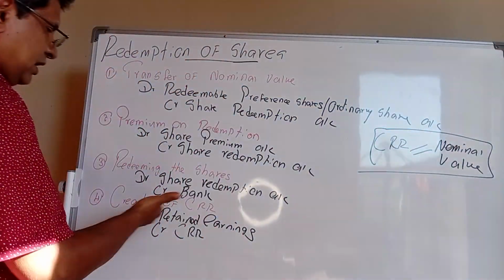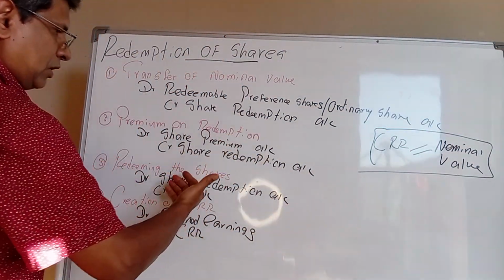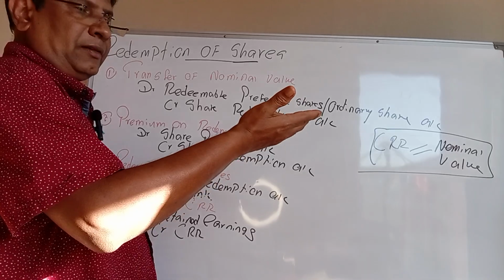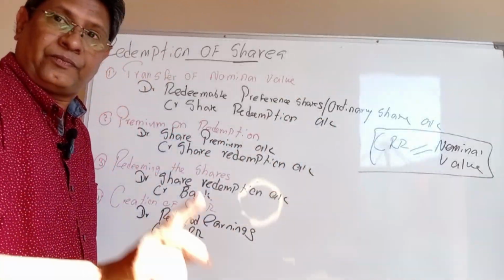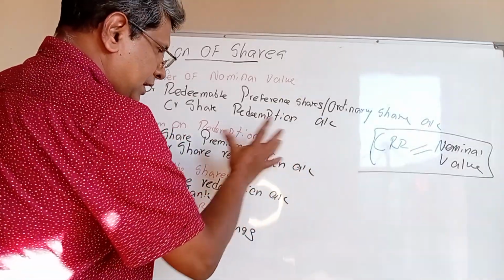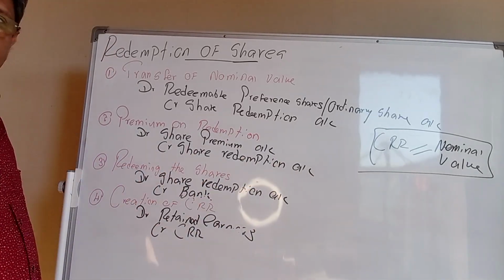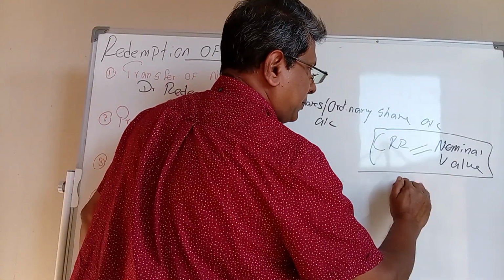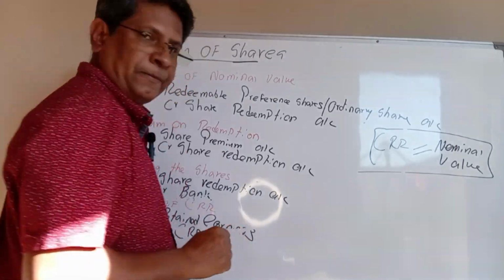Third entry is pay the money. Share redemption account is going to be debit. Bank is credit. There was no fresh issue. The Companies Act says if there was no fresh issue of shares, then you have to protect your trade payables. You have to create a CRR.